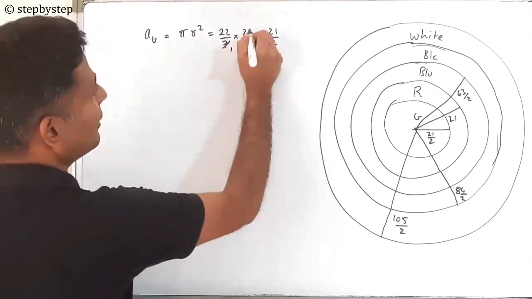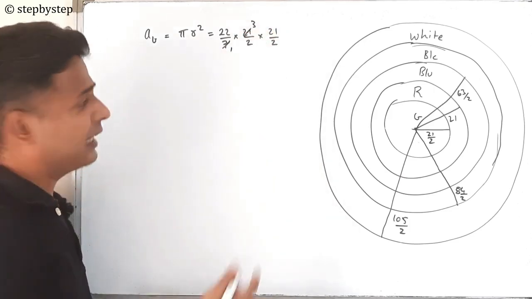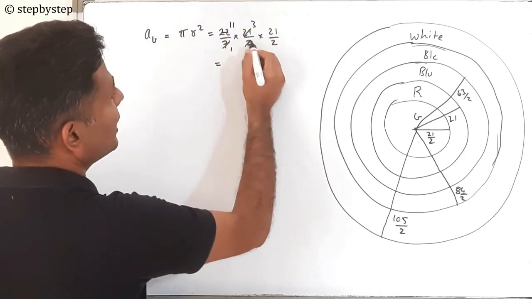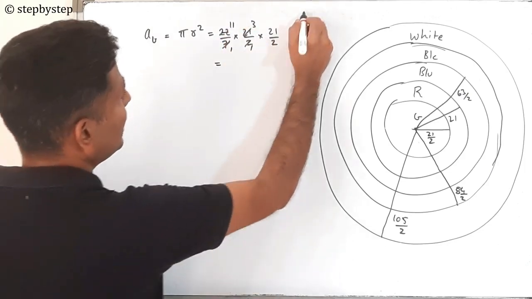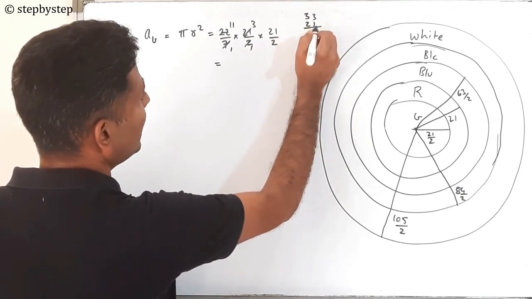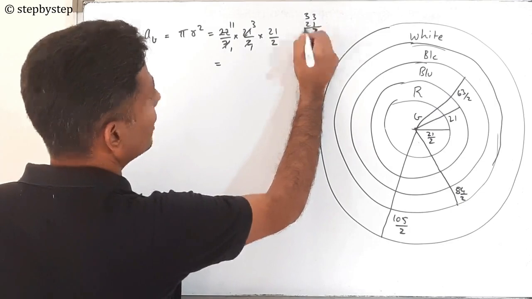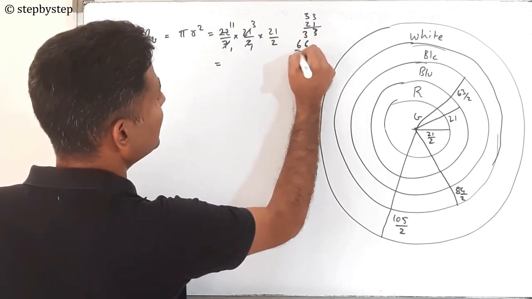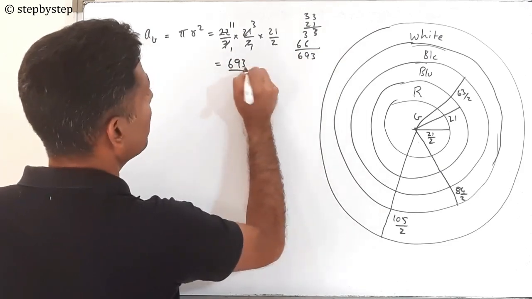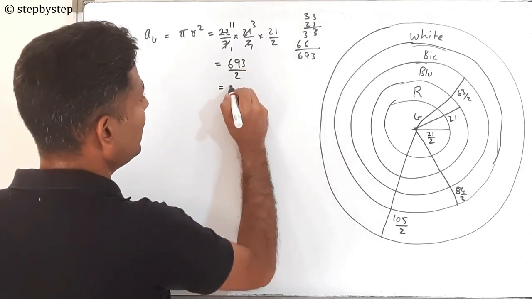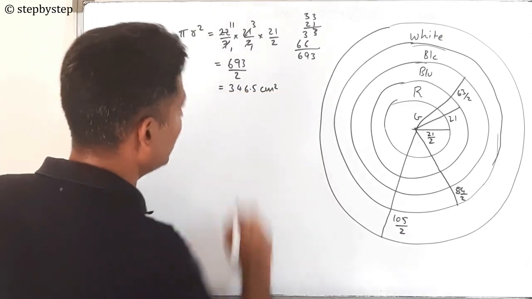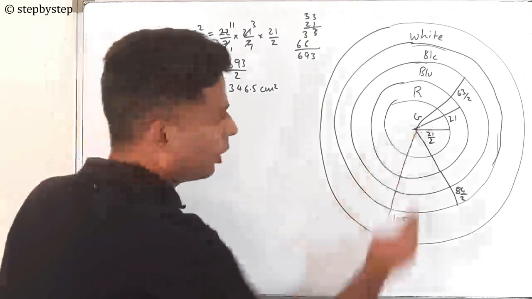Now here 7 threes are 21, so I am able to cancel this. Then 2 ones are 2, 11s are 22. So it becomes 11 into 3, 33, right? 33 into 21, 3 ones are 3, 3 and 6 and 6. So 693. So I get 693/2, which is nothing but 346.5 centimeter square. So we got the area of the gold band.